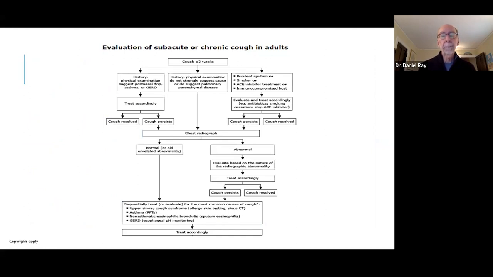There are many algorithms for the approach to cough. This is the one from UpToDate. So we're looking at subacute and chronic cough, coughs greater than 3 weeks. We've talked about history and physical. We're looking if they have postnasal drip, asthma, or GERD. Does the exam suggest anything going on in the lungs? Do they have focal wheezing, egophony, or dullness? Do they have infection, purulent sputum? Are they a smoker, on an angiotensin converting enzyme inhibitor, or immunocompromised? If they have a history or physical that's suggestive, or quite frankly, I would do everything. If they have purulent sputum, if they're a smoker, if they're immunocompromised, I start with a chest x-ray.